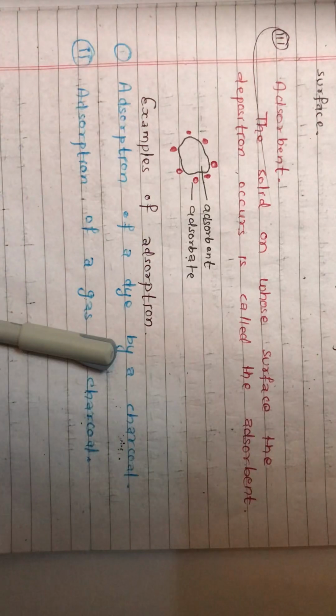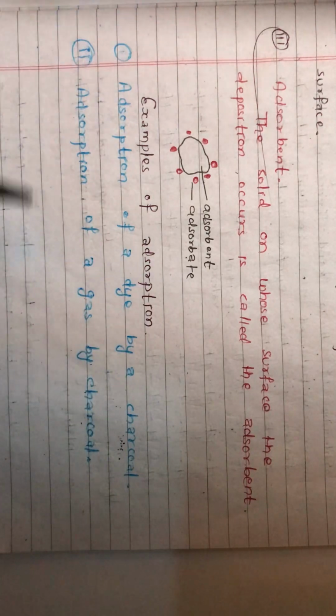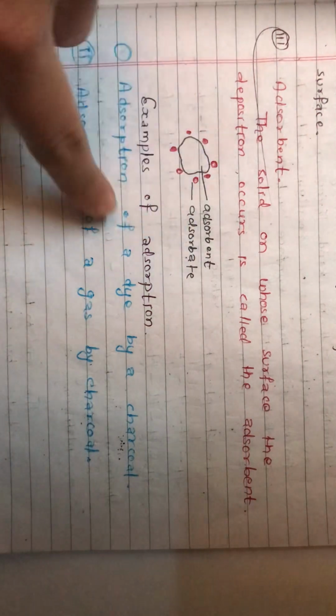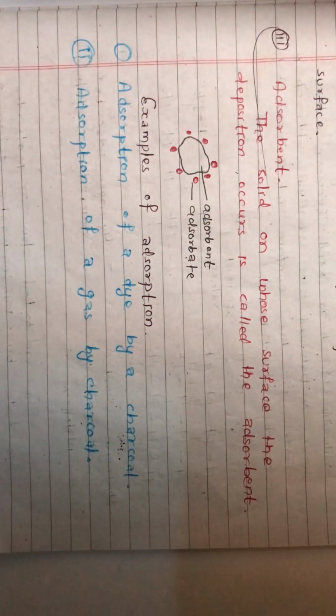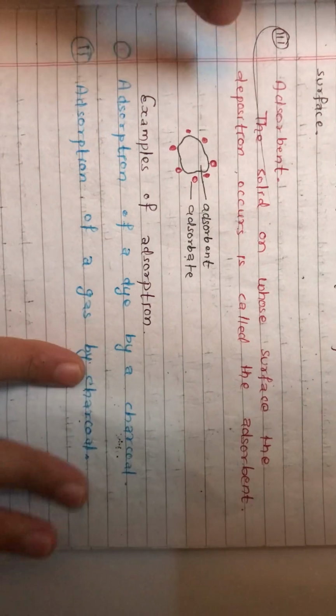So the examples of adsorption: the adsorption of a dye by charcoal. If finely divided charcoal is stirred into a dilute solution of methylene blue, the depth of the color of that methylene blue solution decreases. It's because the dye molecules have been adsorbed by charcoal particles. So that's the example of adsorption of a dye by charcoal.